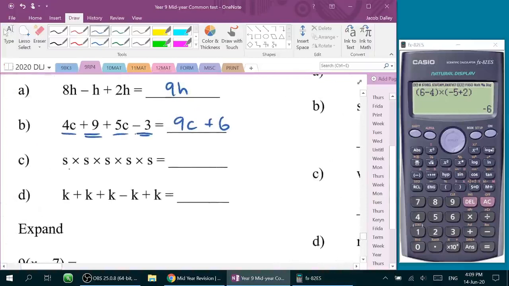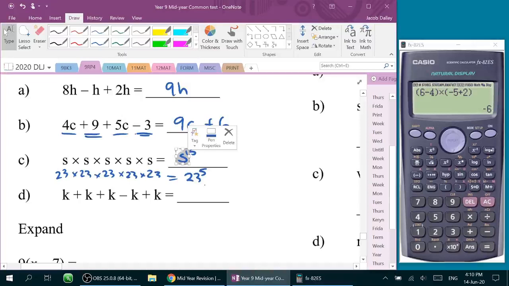Now you might remember before when we did 23 times 23 times 23 times 23 times 23, that was the same as 23 to the power of 5. So this is almost exactly the same problem, except we have an s instead of 23. So our answer is s to the power of 5. Sometimes I like to put a little line there just to show that it's not a 5, it's an s. It can be hard to tell the difference sometimes.